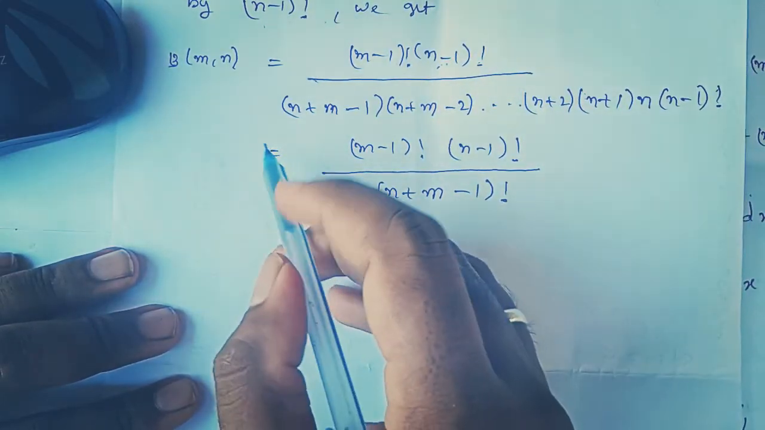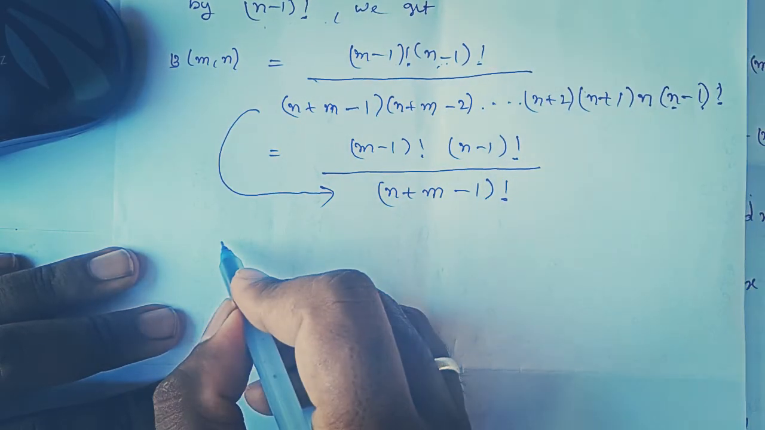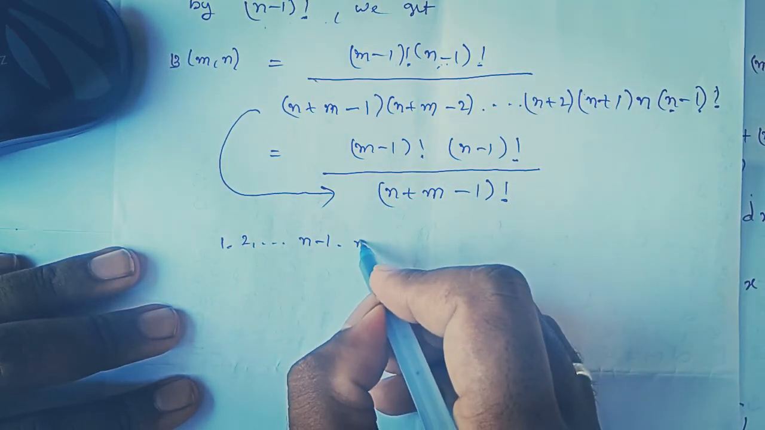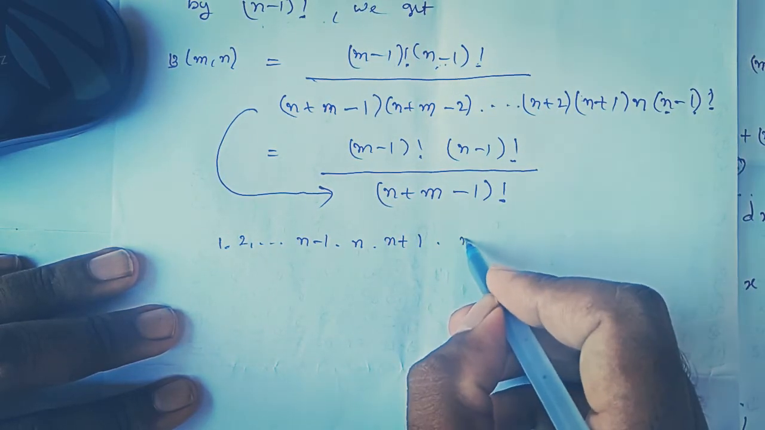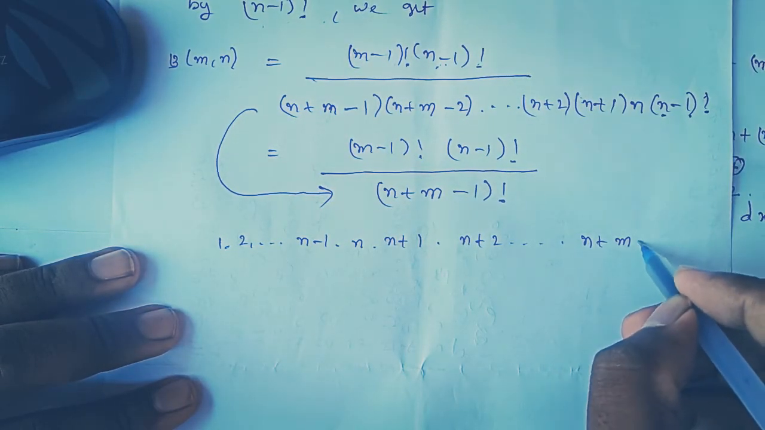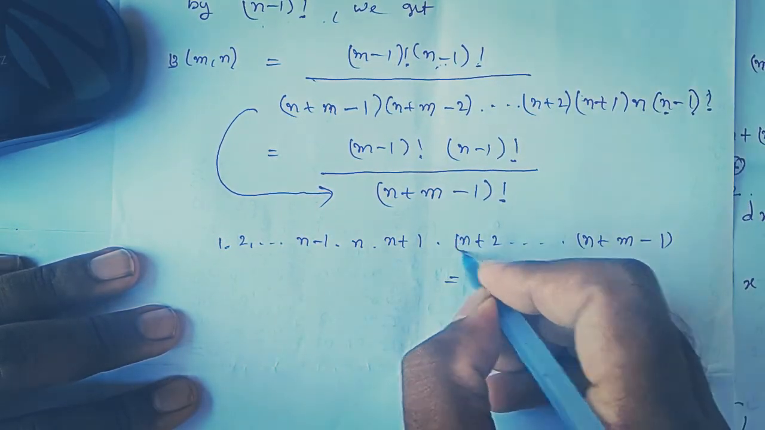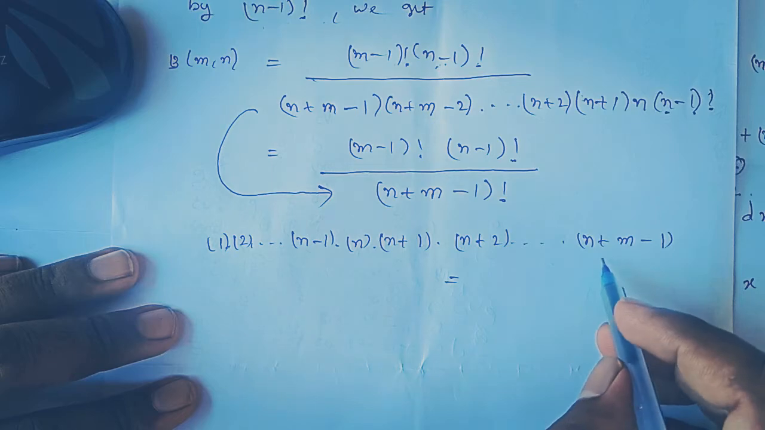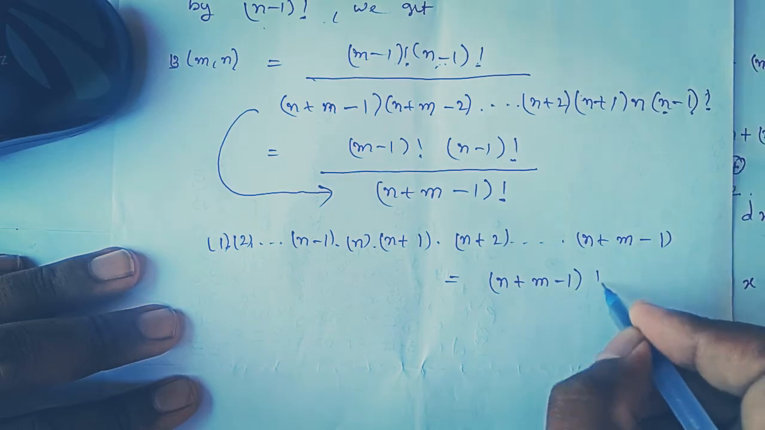It is because n minus 1 factorial means 1 into 2 into and so on up to n minus 1, and then into n, n plus 1, n plus 2 and so on up to n plus m minus 1. This means 1 into 2 into and so on up to n plus m minus 1, which means n plus m minus 1 whole factorial.